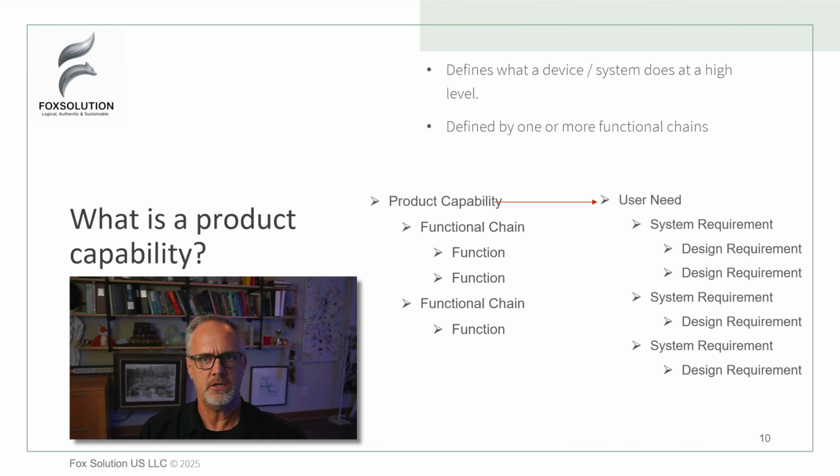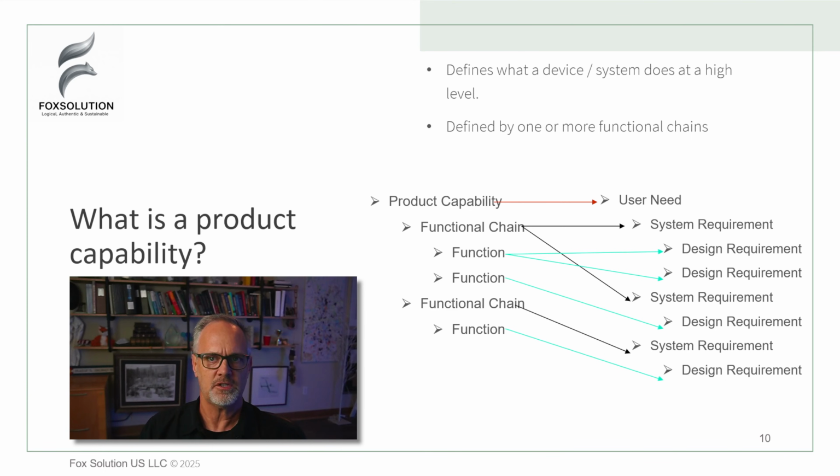And what I'm trying to do here is help you to understand the data construction in systems modeling and how it relates to the requirements in the requirements management solution. So the functional chains are going to be realized by one or more system requirements and the individual functions by one or more design requirements. So this is really what we're trying to do from a traceability standpoint between the two systems.